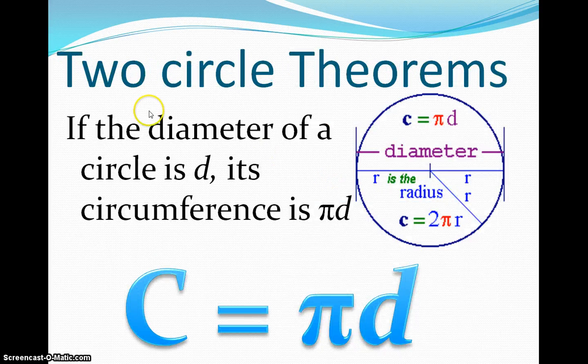The third theorem, or formula, that we're going to be dealing with is basically two different circle formulas that we're going to use. If the diameter of a circle is d, as we know, the diameter is all the way straight across, then the circumference is equal to pi times diameter. Also know that diameter is twice as big as the radius. So if we took 2 times the radius and multiplied it by pi, that would give us the same thing. But our formula today, we'll use circumference is equal to pi times d.